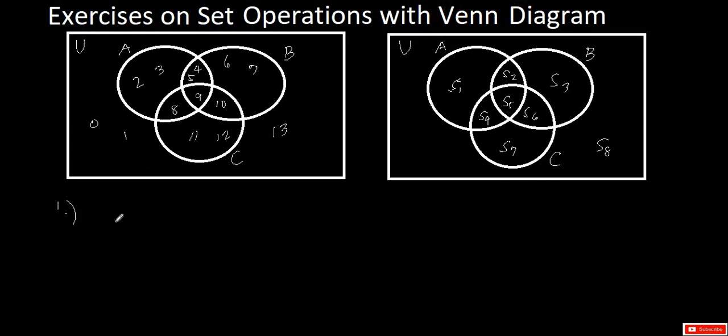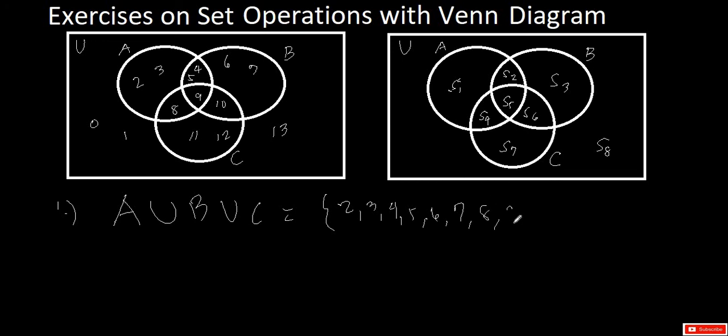Let's try number 1. What if the given operation is A union B union C? What are the regions in the Venn diagram that belong to the union of the three sets? All the regions except S sub 8. So S sub 1, S sub 2, S sub 3, S sub 4, 5, S sub 6, and S sub 7. Therefore, the elements of A union B union C are 2, 3, 4, 5, 6, 7, 8, 9, 10, 11, and 12, except 0, 1, and 13.